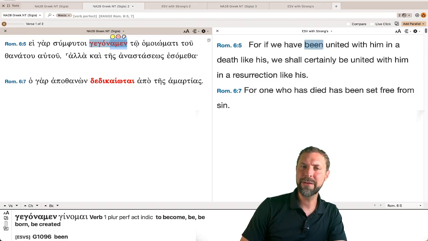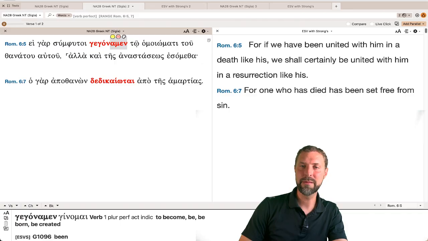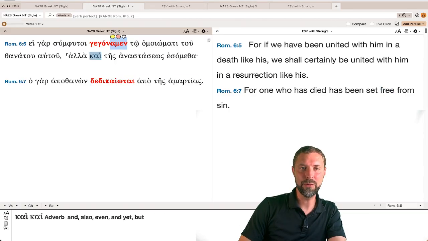And it is the idea, if I have in the past been united with Christ, like here is an event that's already happened. My uniting with Christ or being united with Christ is done. Well, then that has ongoing, continuing implications now. Because I'm united with Christ, then I am also united with him in his resurrection.